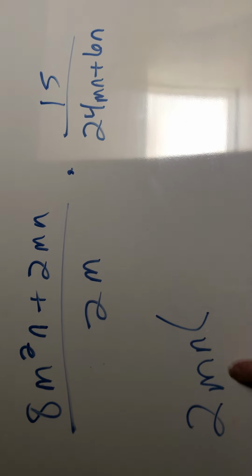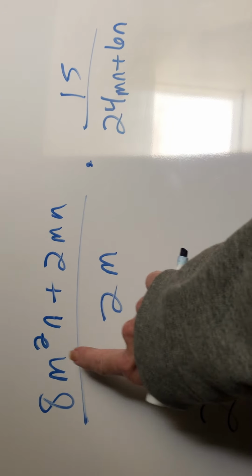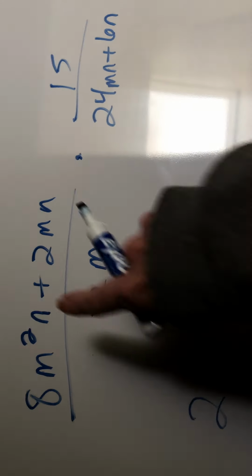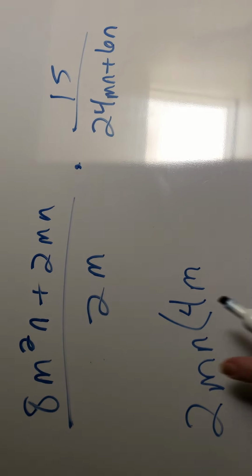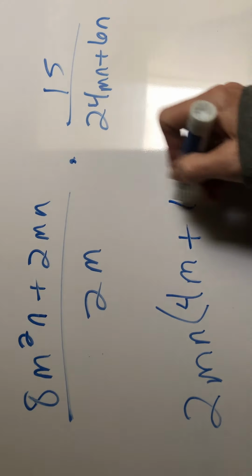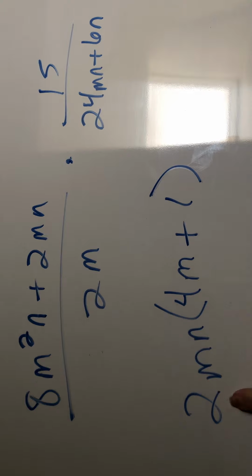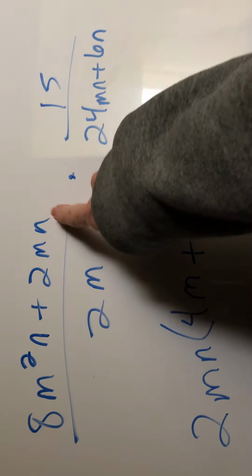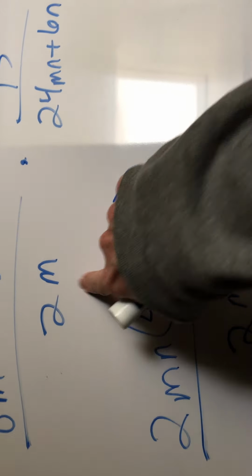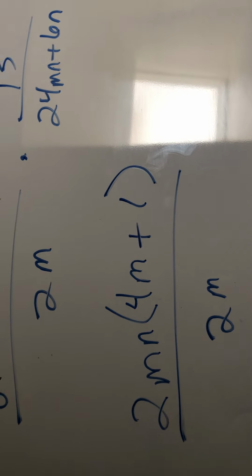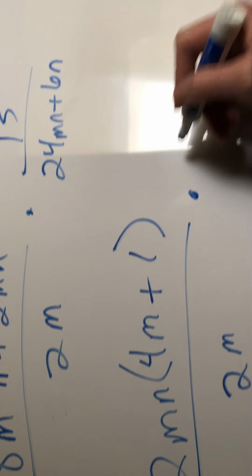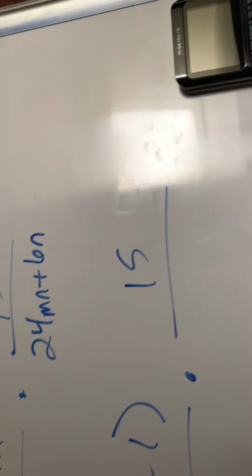So if I take 2mn out of 8m squared n, that leaves 4m. Because I take an n out of n, I take an m out of m squared, and I take a 2 out of 8, and it leaves a 4. Plus 1, because I'm taking 2mn out of 2mn, that leaves a 1. Over 2m, all I did was rewrite that one. That's all I did was rewrite it. Okay, so I factored this and rewrote it underneath. That's all I did. And then 15, we leave alone.